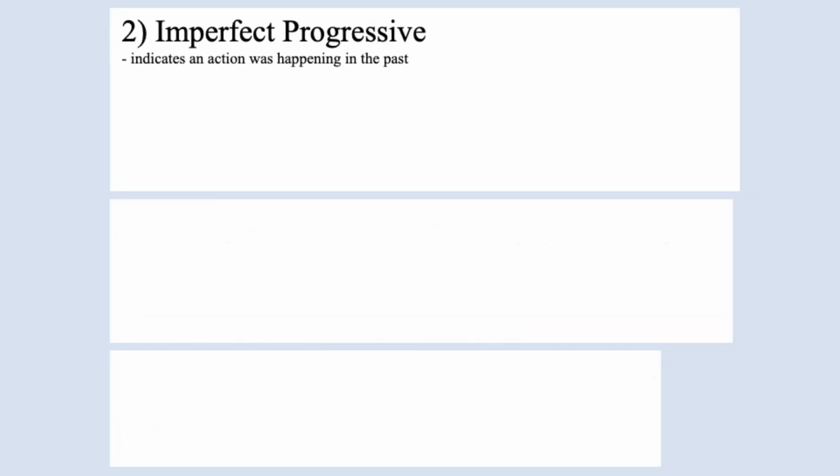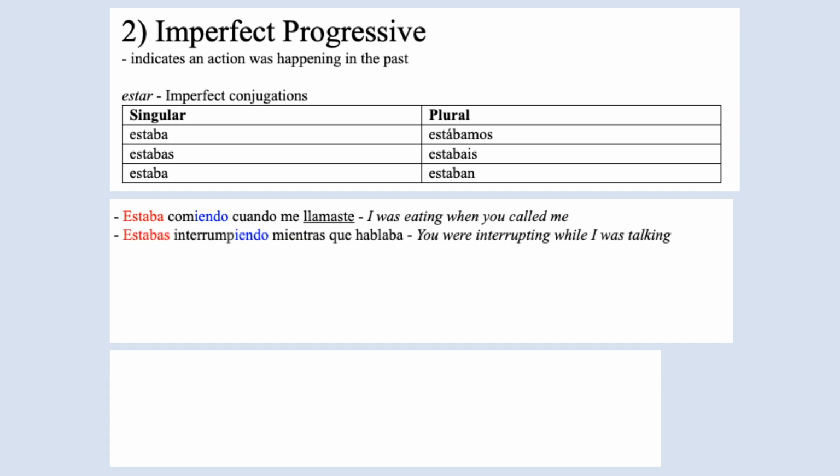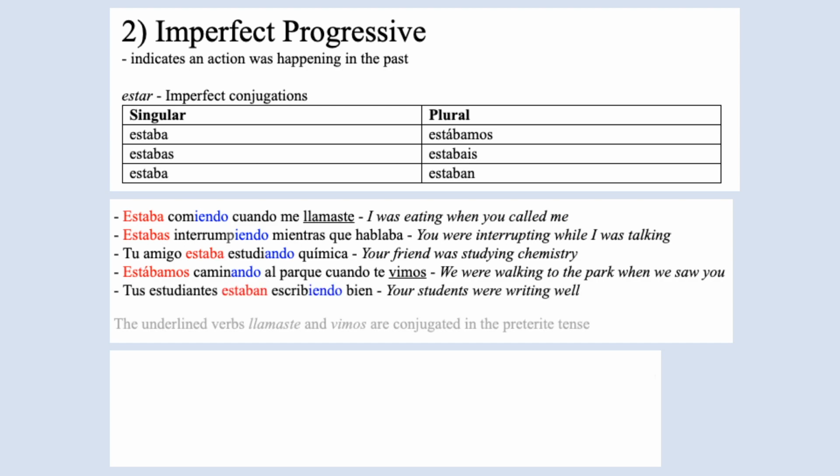The imperfect progressive indicates an action was happening in the past. Estaba comiendo cuando me llamaste. Estabas interrumpiendo mientras que hablaba. Tu amigo estaba estudiando química. Estábamos caminando al parque cuando te vimos. Tus estudiantes estaban escribiendo bien.